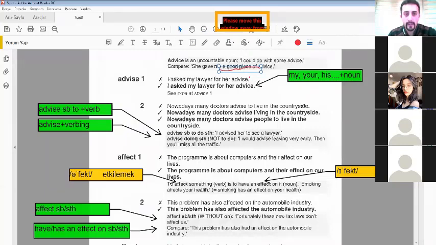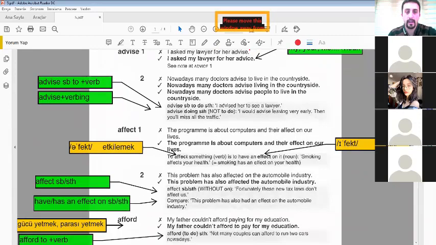Okay, so what is the difference? Number one, I asked my lawyer for her advice. So here, the advice is true. Why? Here we have to write a noun like this. My, your, his. After these ones, we have to write a noun, isim. So advice is true here. Thank you so much.